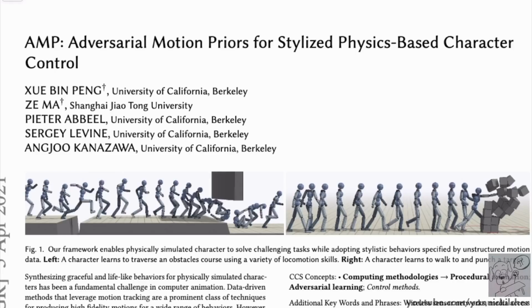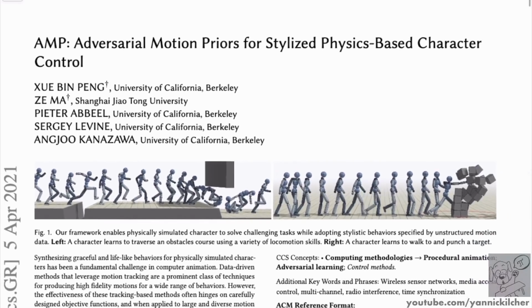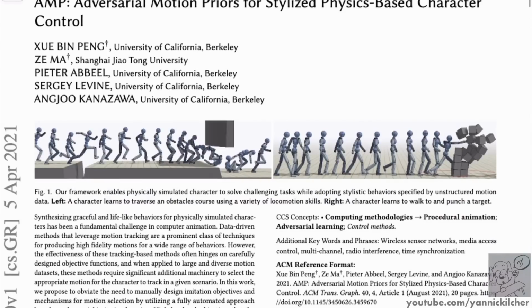This paper is in the domain of control and reinforcement learning, but with a little bit of a twist. On a high level, this paper trains a physical agent, as you can see here, to perform some sort of goal. In the case on the right, it's walking up to a target and punching the target, but to do so in a certain style, and the style is provided by an expert dataset or a demonstration dataset.